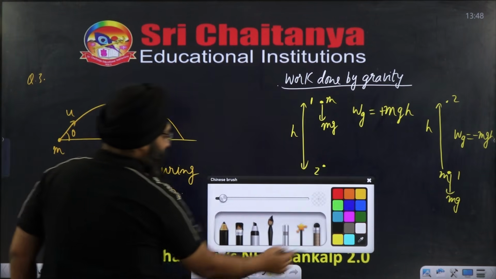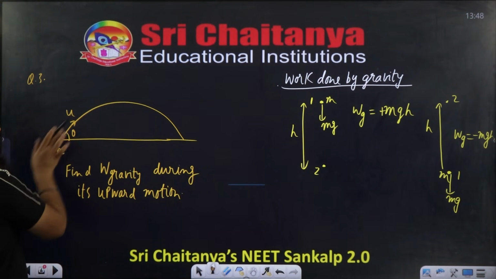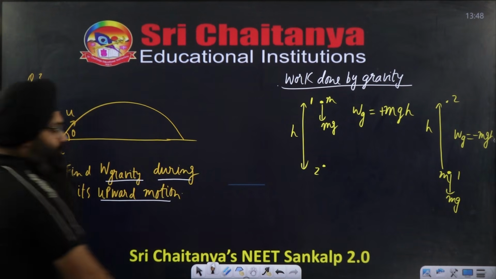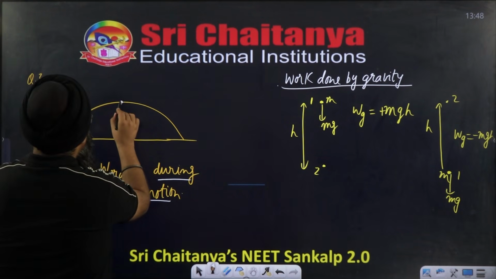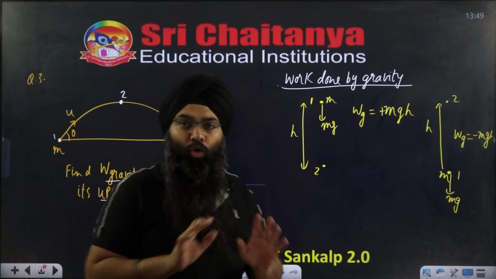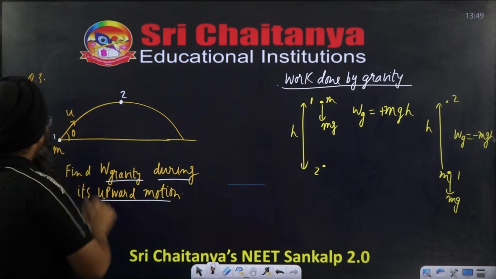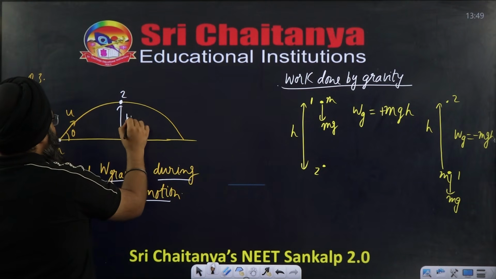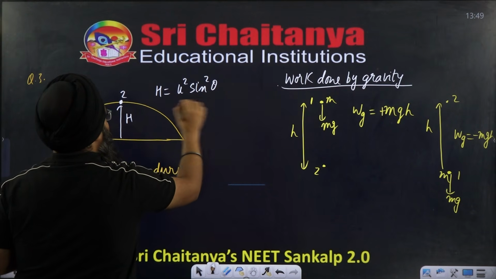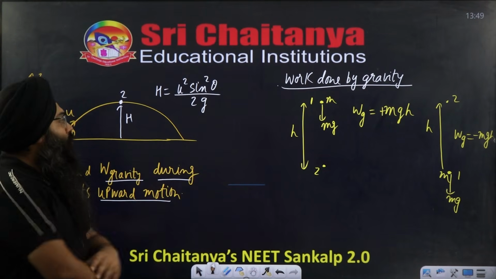So let me take that particular concept and let me apply it here. They are saying that there is a particle of mass m and it is thrown at an angle theta with speed u. Find the work done by the gravity during its upward motion. That means you have to find the work done by the gravity only till here, from point 1 to point 2. So what I said, there is no need to worry about the path along which the particle is moving. You only need to worry about the vertical height. And since the particle is going up, the vertical height is basically capital H. Now from projectile motion, we already know that capital H is u square sine square theta divided by 2g. This you already know from projectile motion, we have discussed it. So maximum height is u square sine square theta divided by 2g.